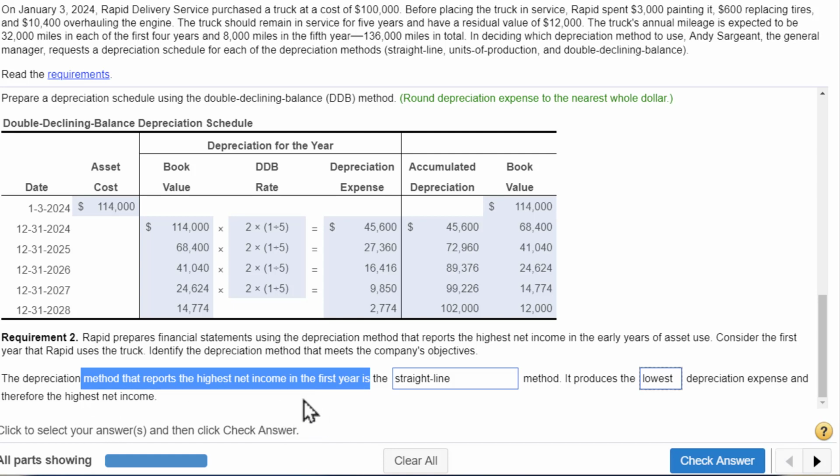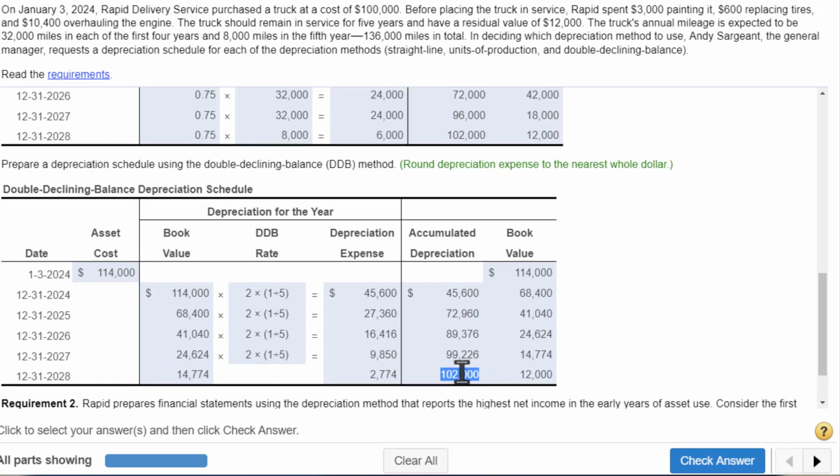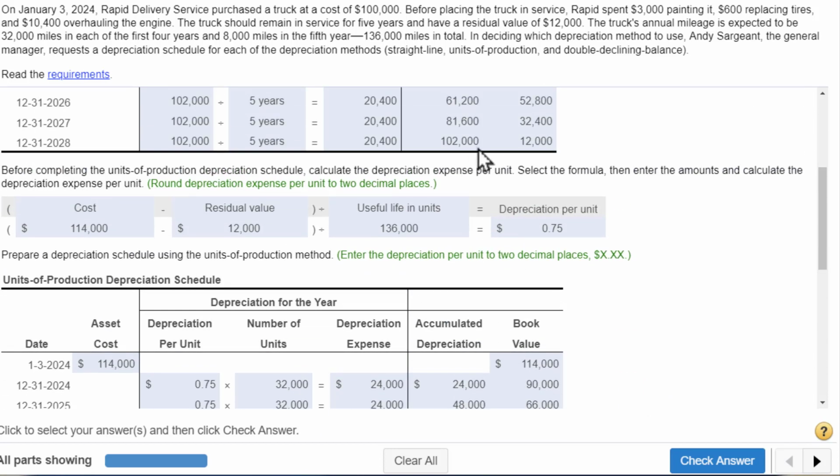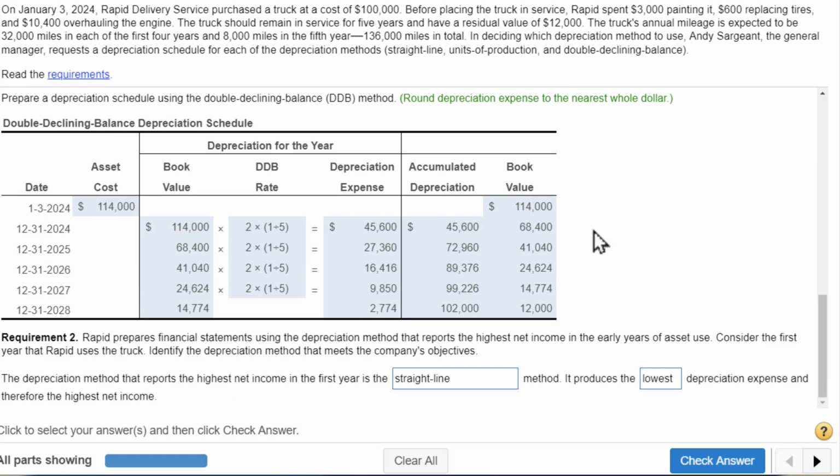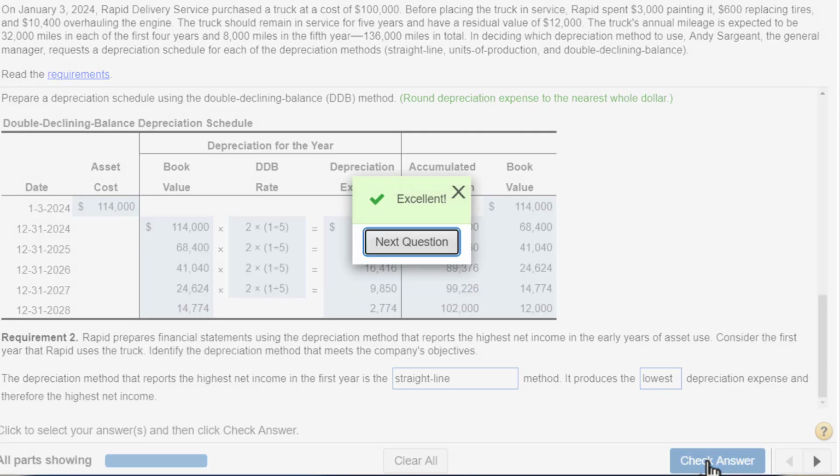Now that's just for the first year. Overall, all three methods will produce the same amount of accumulated depreciation. So it just all depends on if the company wants more depreciation early or more depreciation late. And that's it.